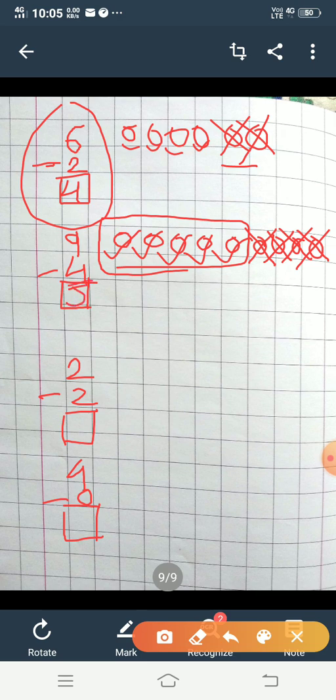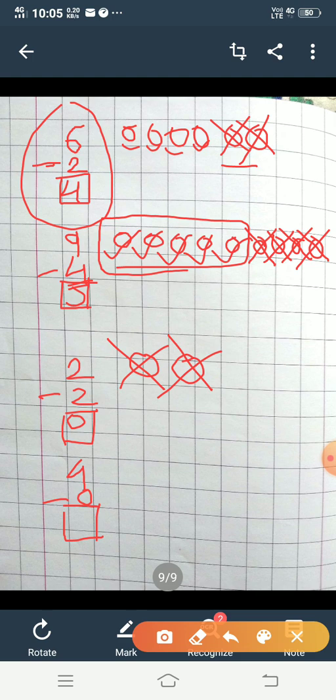Now see the next one. We will have to draw 2 circles. And how many circles will we have to take away from these 2? 2. See, is there any circle that remains here? No, no circle is here. So 0 circles. The answer is 0.